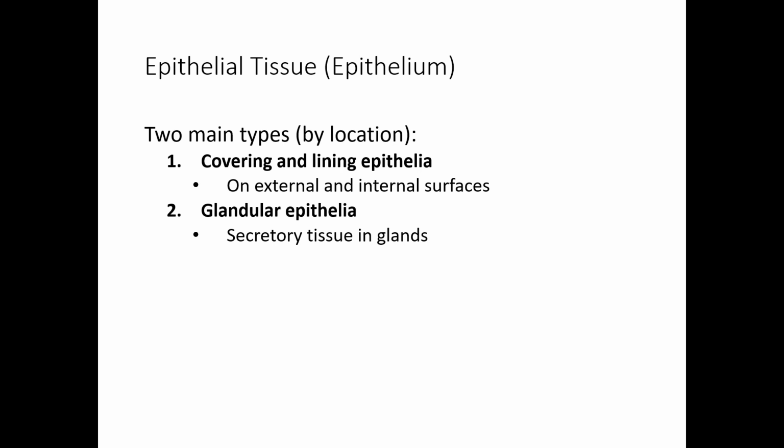We start studying tissues with epithelial tissues, or sometimes it's called epithelium. There are two main types of epithelium by locations. Covering and lining epithelia cover external and internal surfaces of the organs. And we also have glandular epithelia. Those are all different types of glands all over the body, like endocrine glands or sweat glands or oil glands.